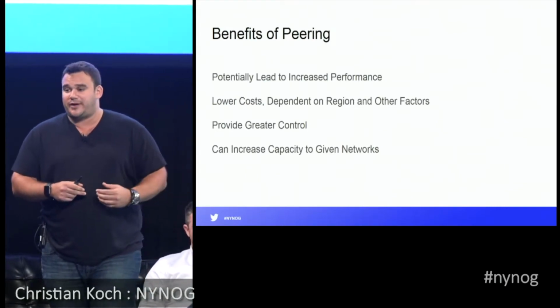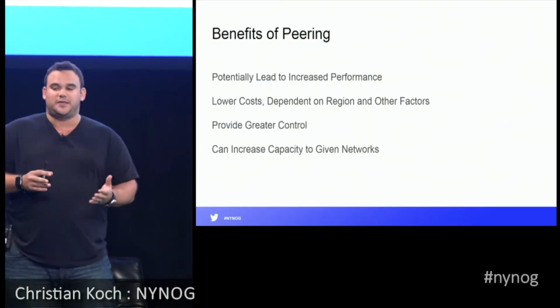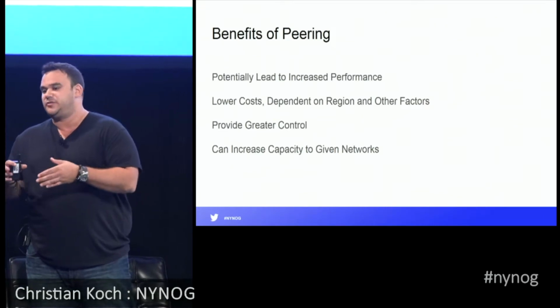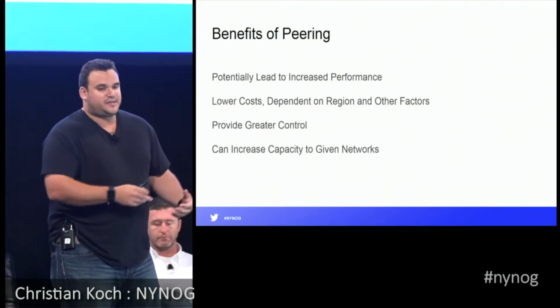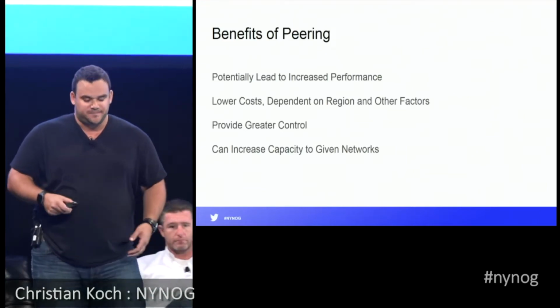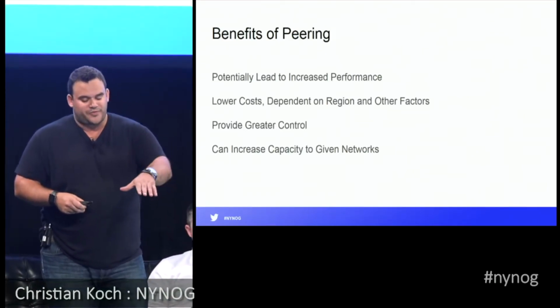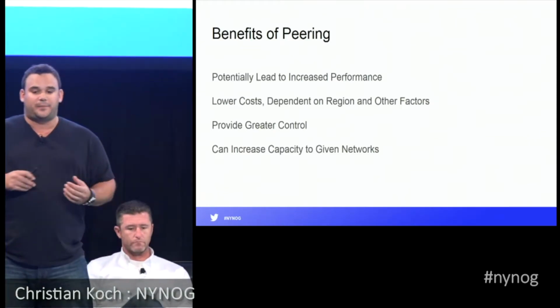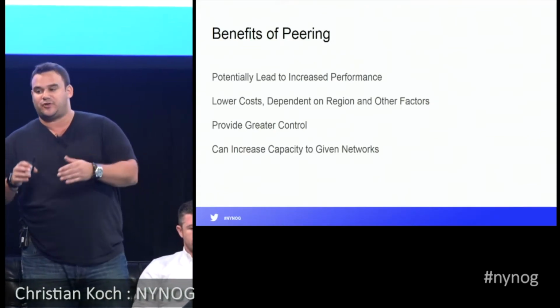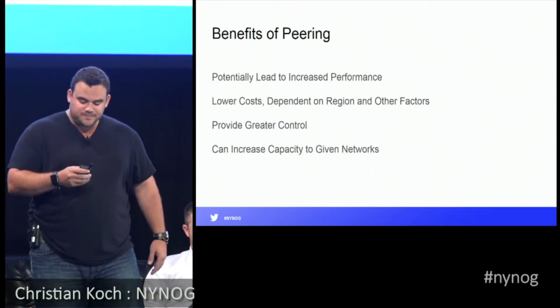It does provide greater control by peering directly with networks, where it's traffic and routes you would most likely see through a transit provider. You now have more connectivity to them, and you're able to control what you see. With that said, it can also increase capacity to those networks because you're now alleviating that IP transit connection and moving that traffic over to direct peering connections.